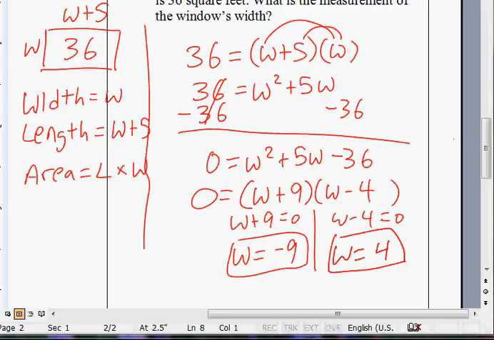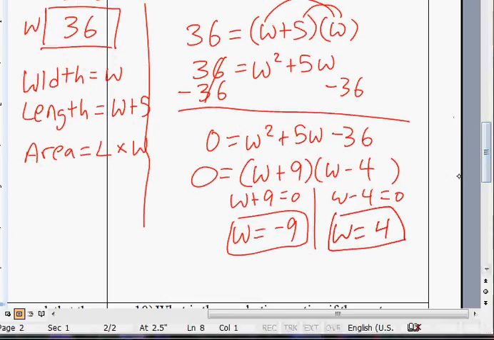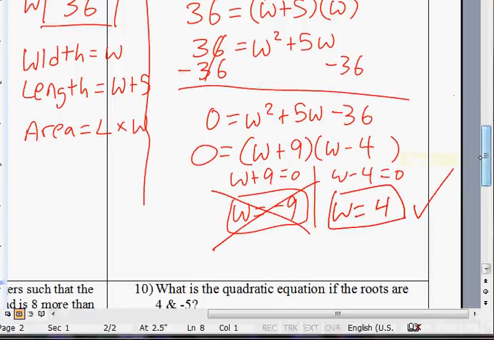Well, the question goes a little further. It's asking what is the measurement of the width. Oh, okay, it doesn't ask for the length. Okay. The measurement of the width would be only one of these choices, because the width can't be a negative measurement. You can't have negative measurements, okay? So it'll just be positive 4.